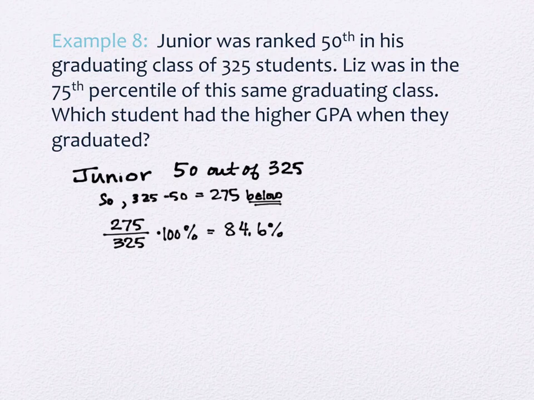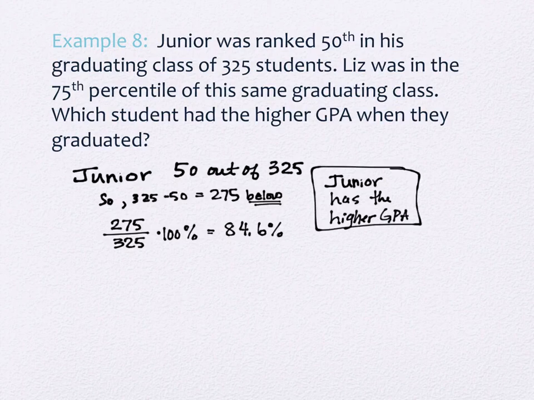So compare his 84.6 percentile to Liz's 75 percentile. Who has the better GPA? Junior. So the answer to the question now is that Junior has the higher GPA. So that's how we can take the ranking and turn it into a percentile. We're going to do the other half of it so you can see how it works too, in case that were the desired approach or you thought of it first.